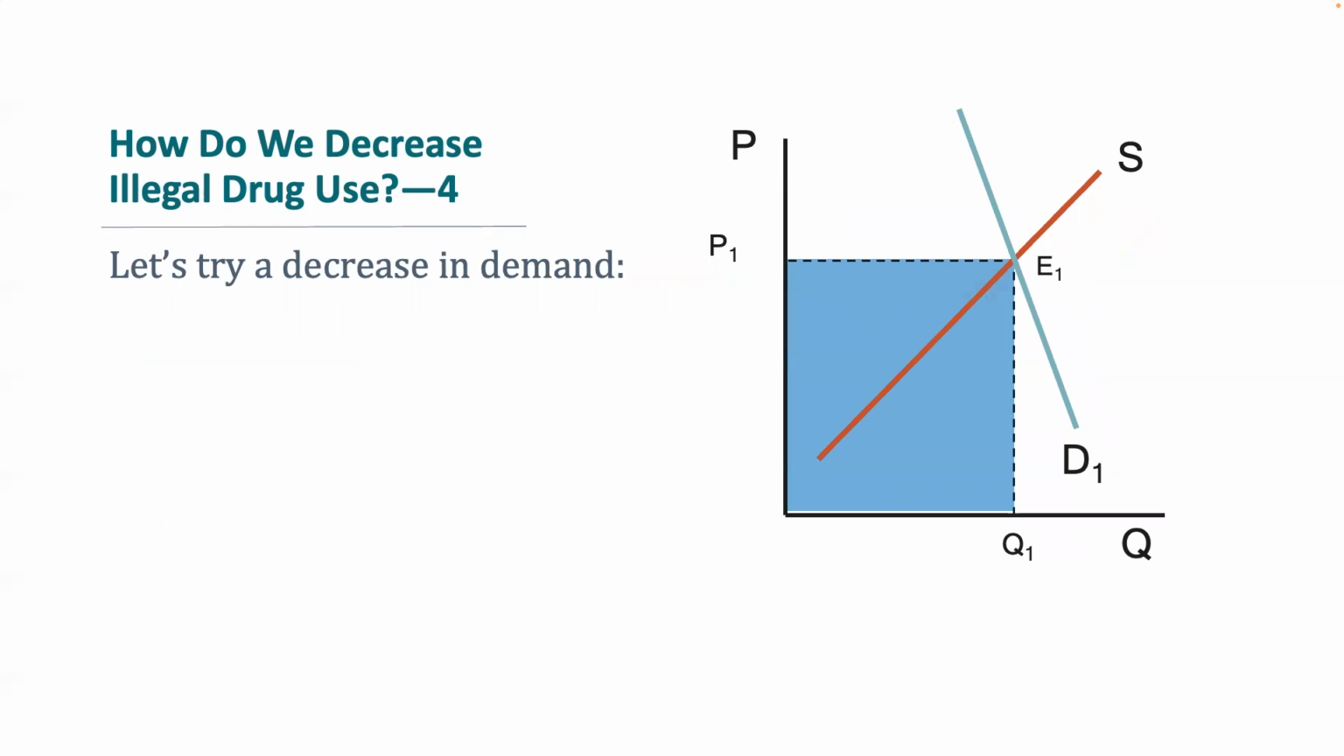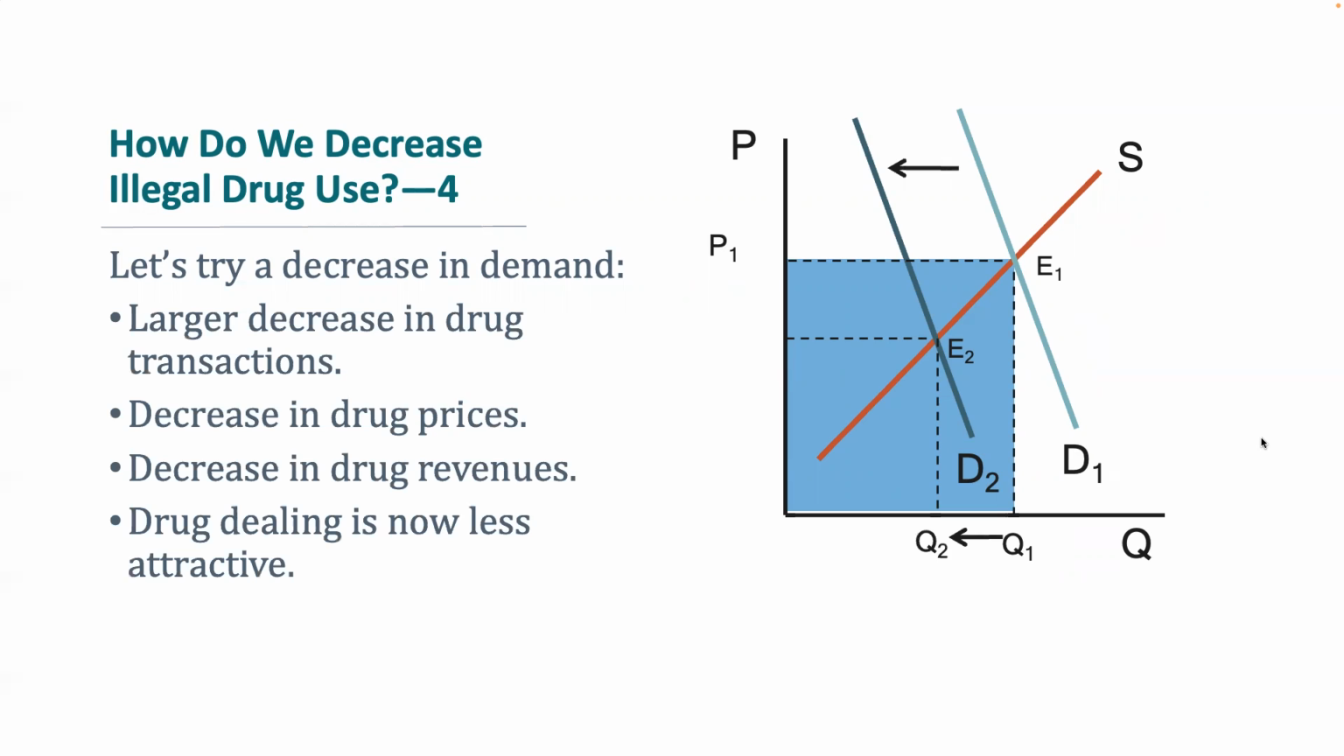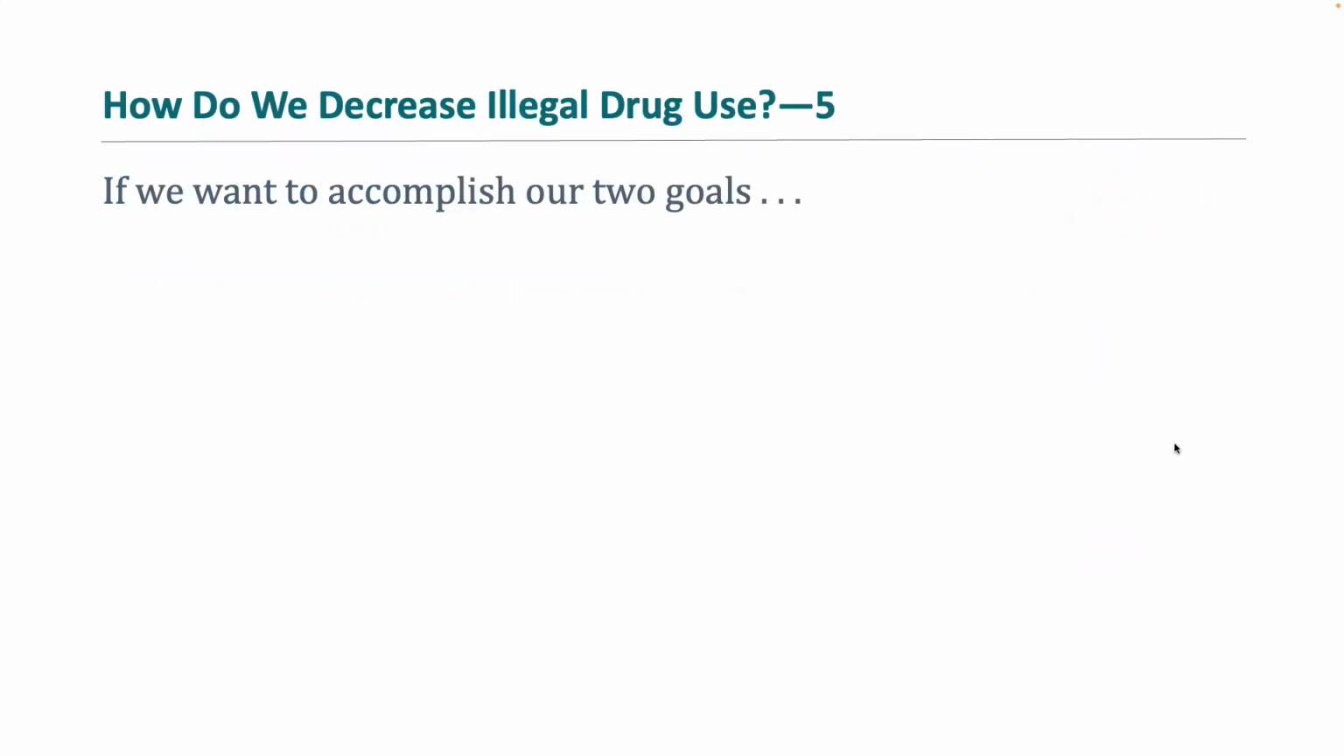Now, what if we tried to decrease demand by enacting these, counseling or offering legal alternatives? This would cause a larger decrease in drug transactions because there's a decrease in demand, and that leads to a decrease in prices. And that decrease in price would then lead to a decrease in revenues. Drug dealing would become a less appealing and less attractive career path, and it might be a better alternative than trying to mess with the supply.